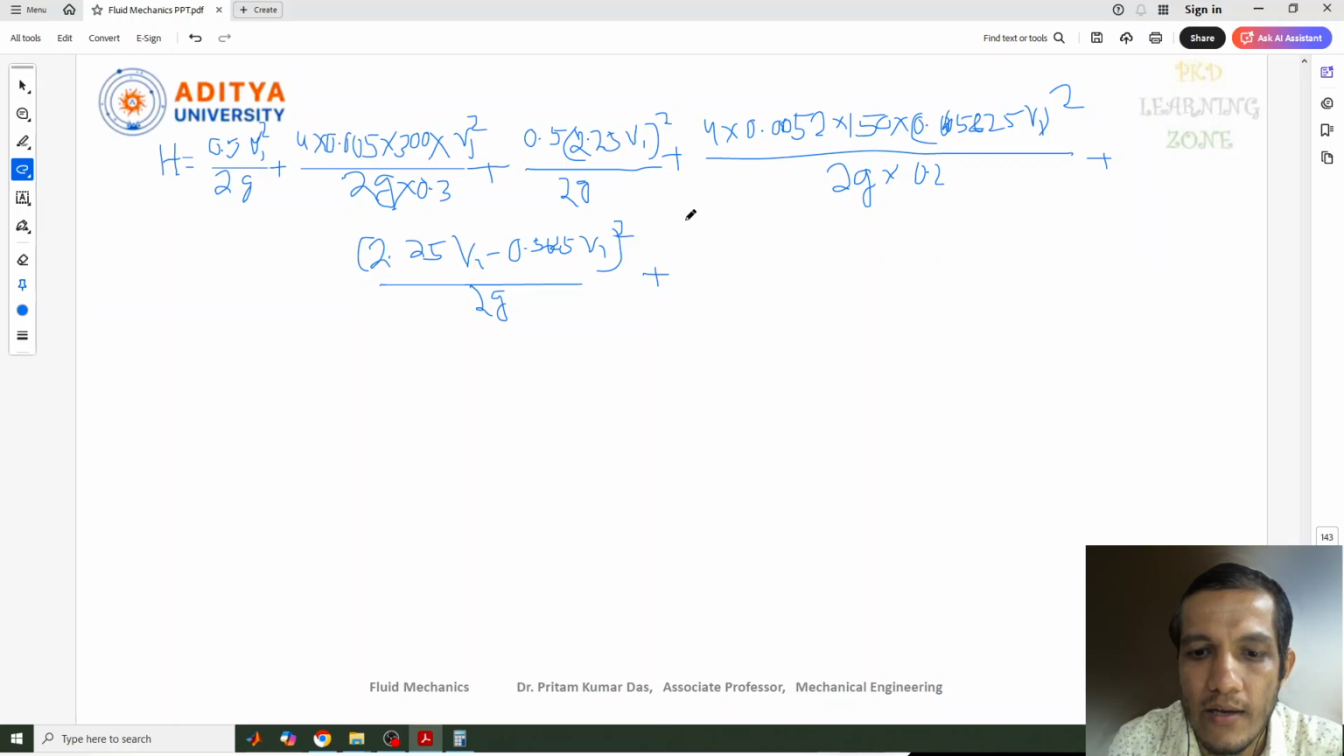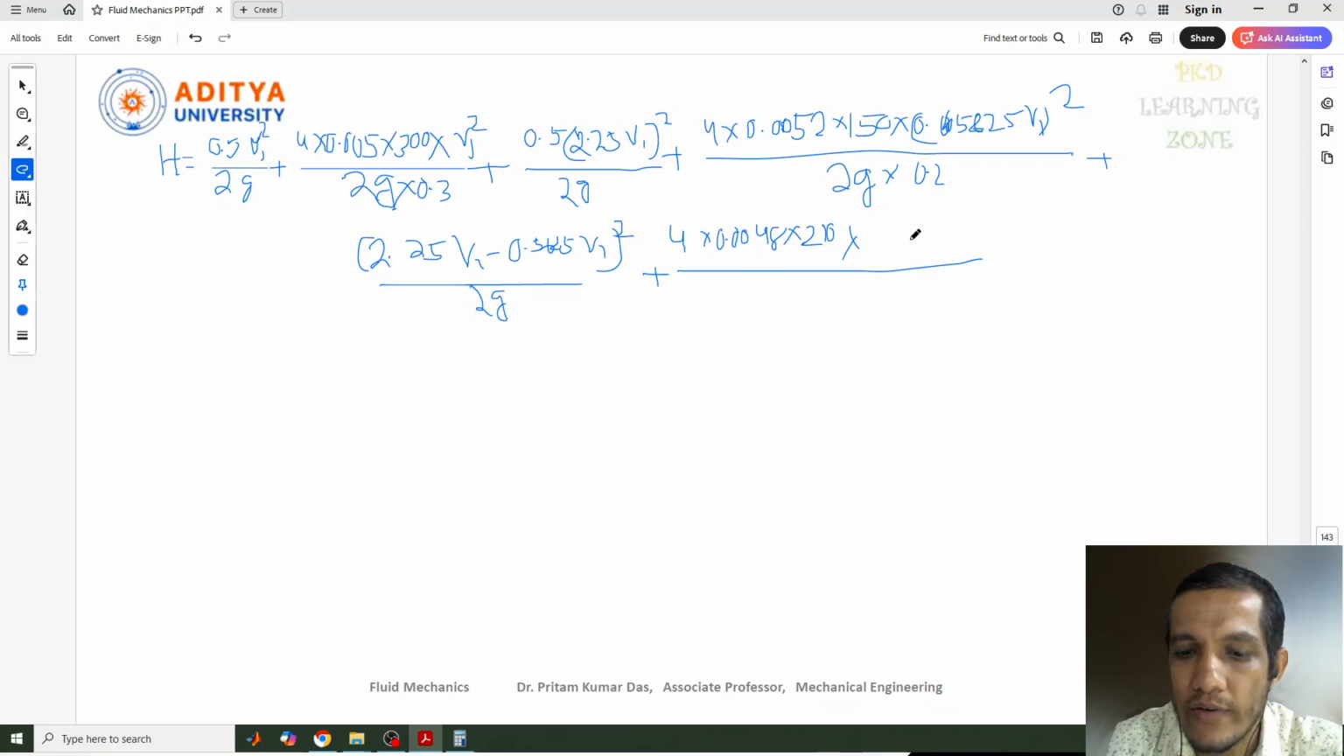Again plus will be there. Again major loss will come. So that is 4 f1. So here 0.0048 into 210 into v3 square. V3 square here what we can take?